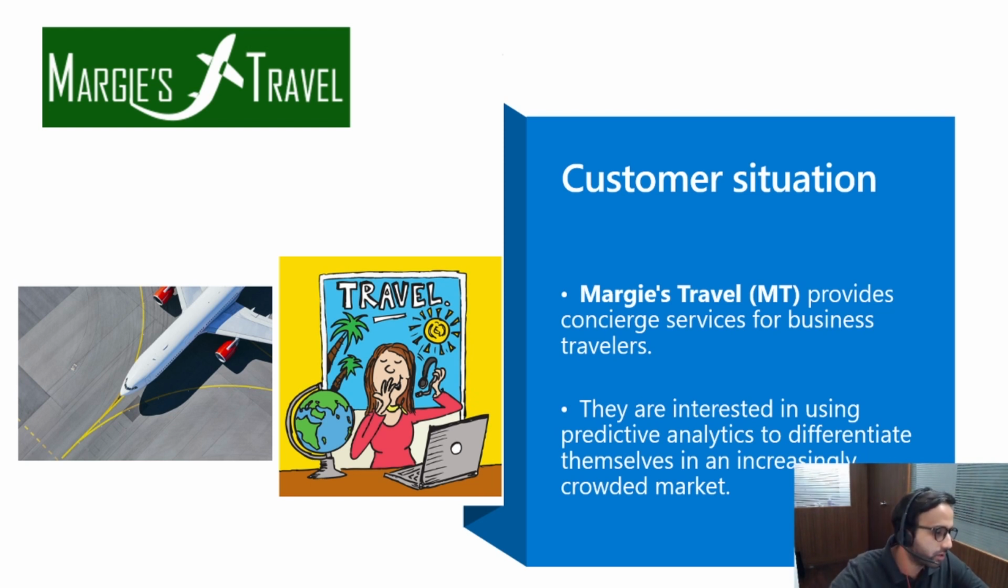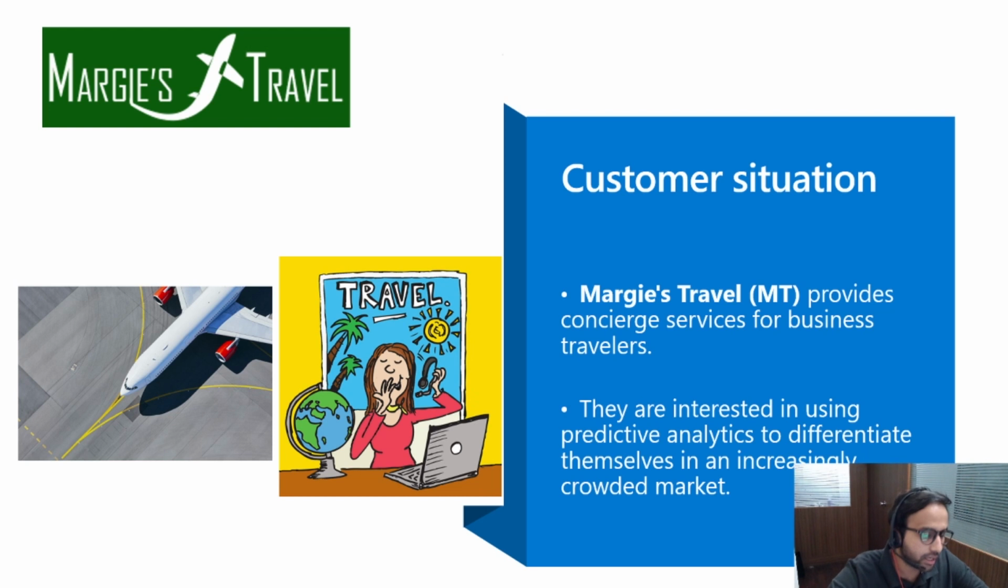The scenario is about a company called Margie Travel. It's basically a travel agency which has multiple offices throughout the globe, and they provide all types of services. They book your flights, they provide accommodation, they book your hotels as well, they pick you up from the hotel to the airport and vice versa, and so on and so forth. They work in a market which is very crowded, so they are looking for data analytics to provide them with an edge in the market against the competitors.